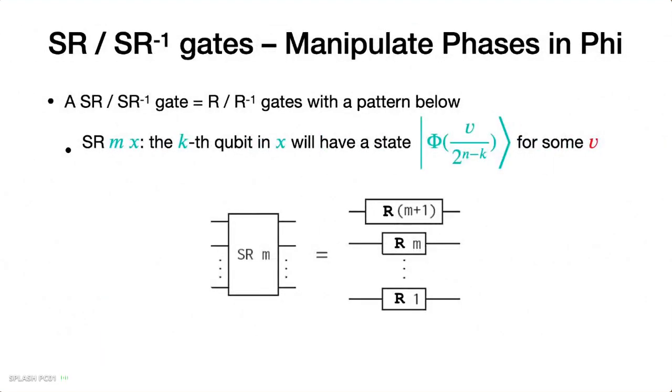SR is just a sequence of R gates. So an SRM that's shown here at the bottom is just a sequence of gates here with varying rotations. And it's going to end up yielding states that look like the one that's shown there.